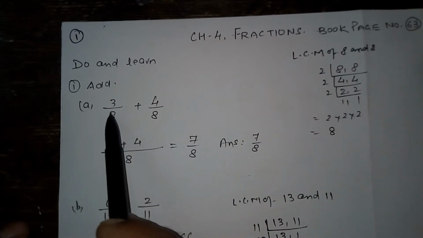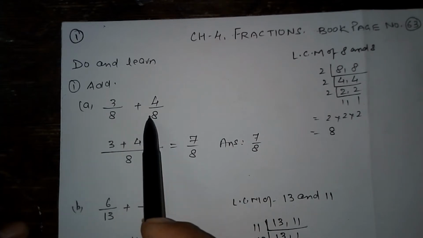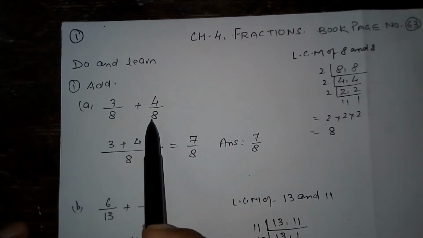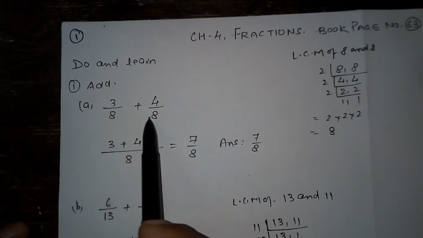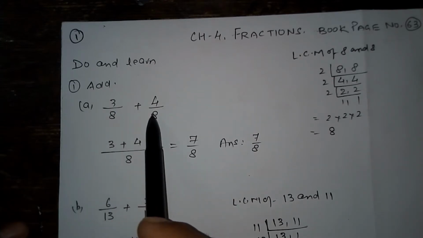You know very well 3 upon 8 and 4 upon 8 are like fractions. These two fractions are like fractions, that's why the denominators are equal, or the denominators are the same. So how will you add 3 upon 8 and 4 upon 8?